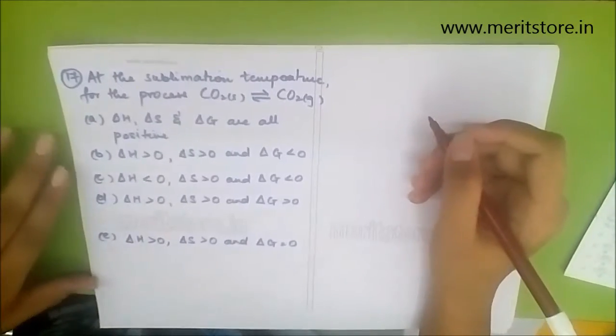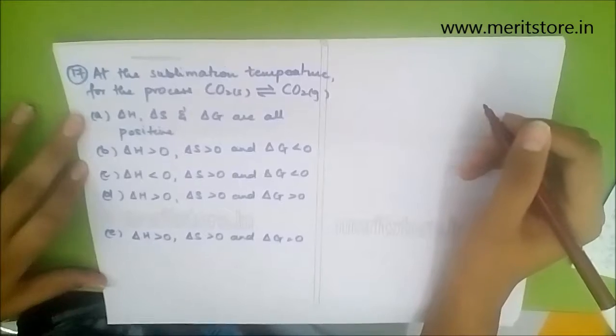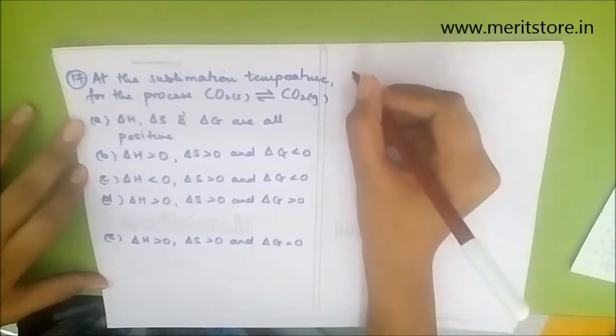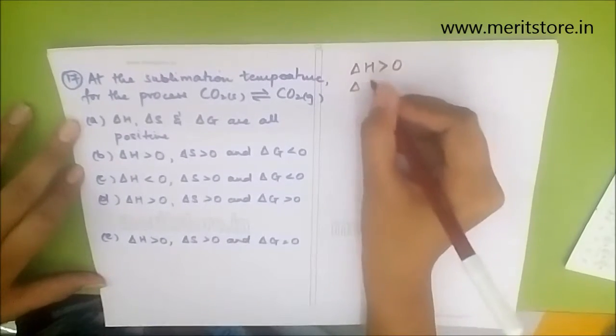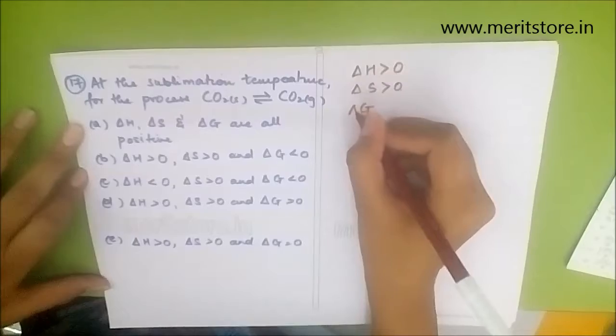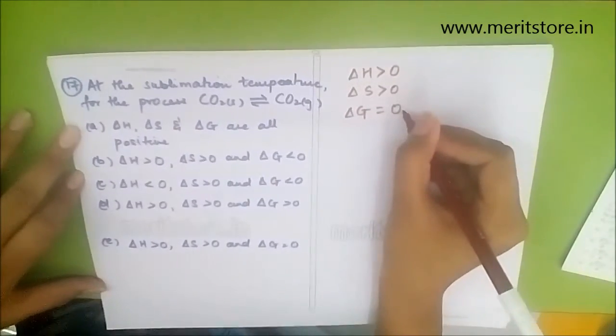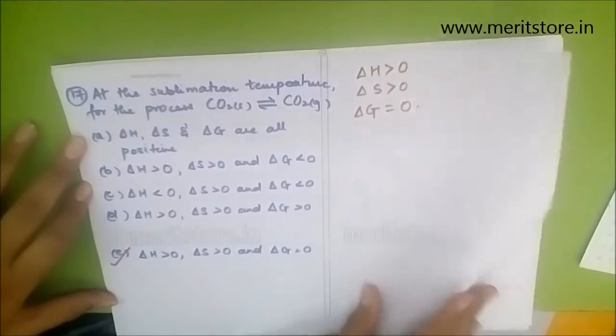At the sublimation temperature for the process given, the correct option we get here is when delta H is greater than 0, delta S is greater than 0, then the Gibbs free energy is equal to 0. So the correct option here is E.